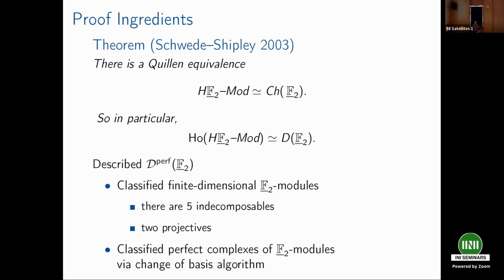Okay, so Dan and Christy and I, we described the compact objects here, the perfect complexes. We did this by classifying finite dimensional F2 underline modules, and we found that there are 5 indecomposables, 2 are projective. And then we classified all the perfect complexes by doing a hands-on change of basis algorithm. So a perfect complex is made of finitely many projectives. And we took some huge complex and we showed how to change the basis and split it into a direct sum of shifts of some basic pieces. Okay, so my point here is just that it was a very different approach.